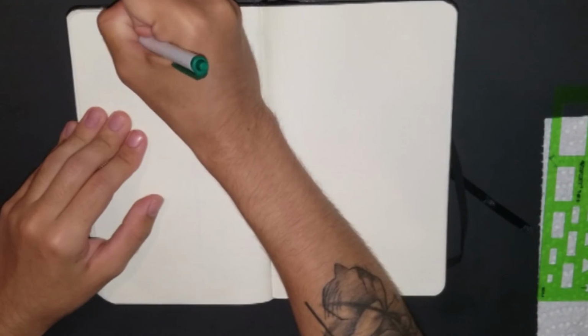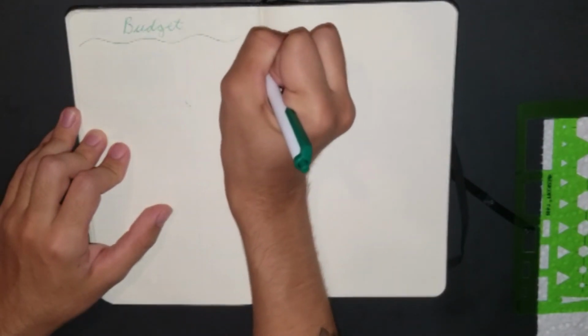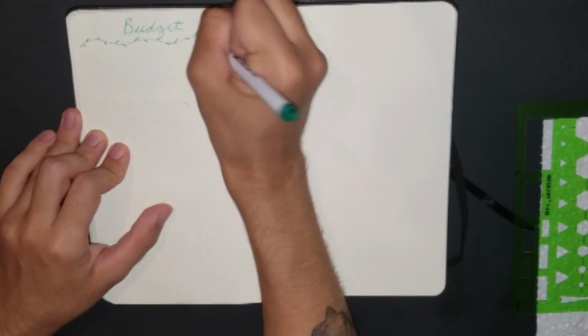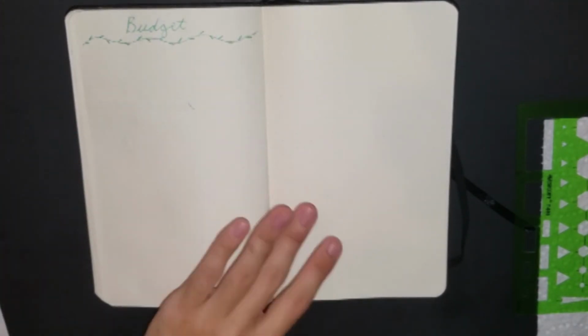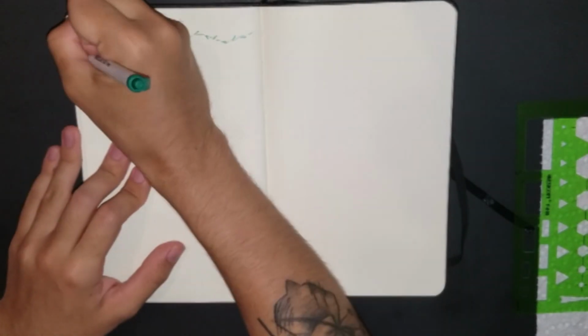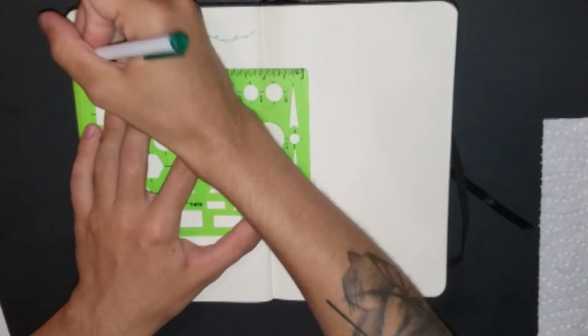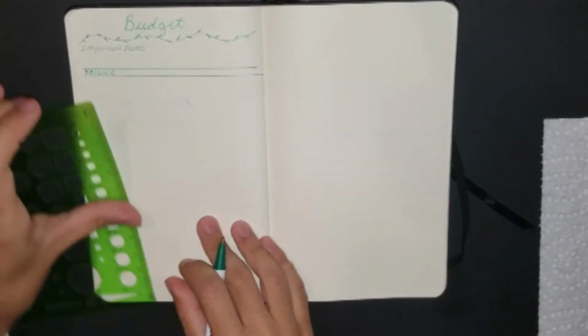Moving on, this next page will be my budget and expense tracker. I just wrote budget on the top using a green pen again and created another vine looking thing, this time acting as a border between the word and the content of the page. I then just wrote important dates. This is where I'll fill in any bill dates that I have this month, then started the expense tracker itself.